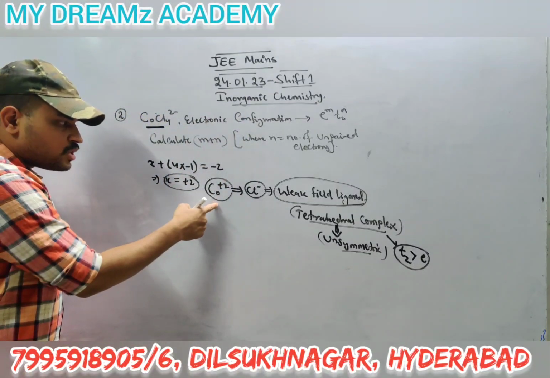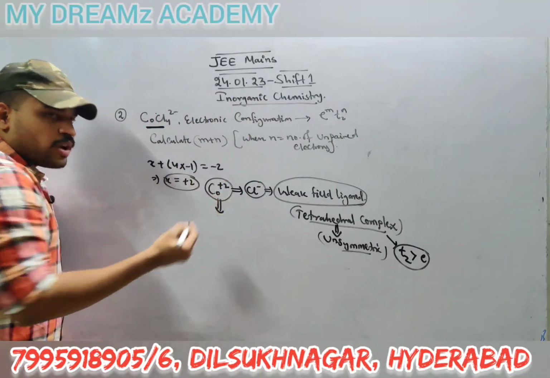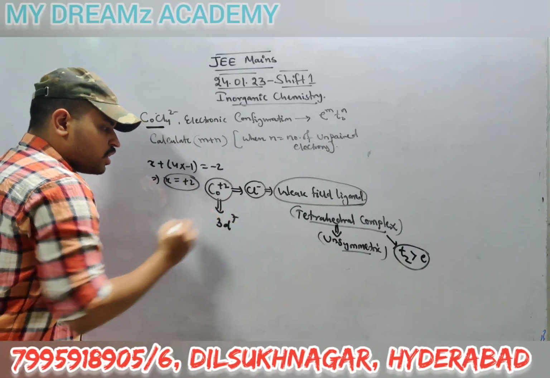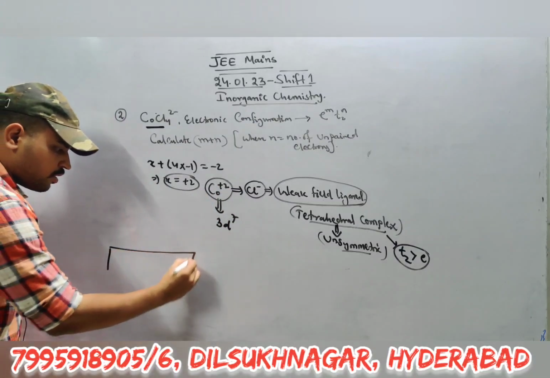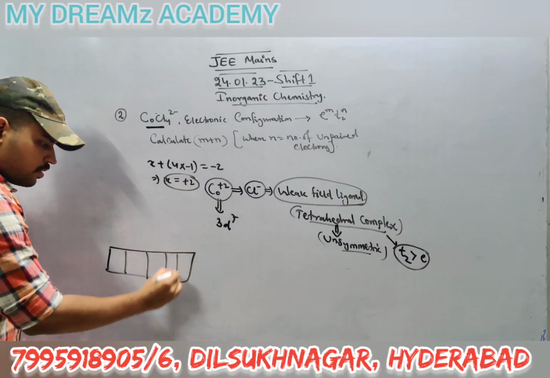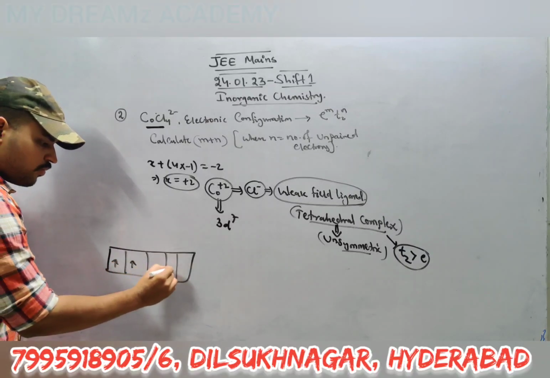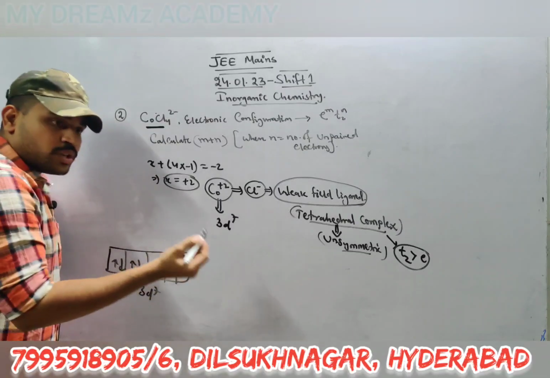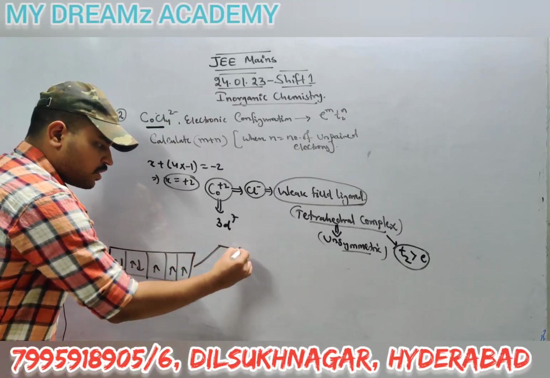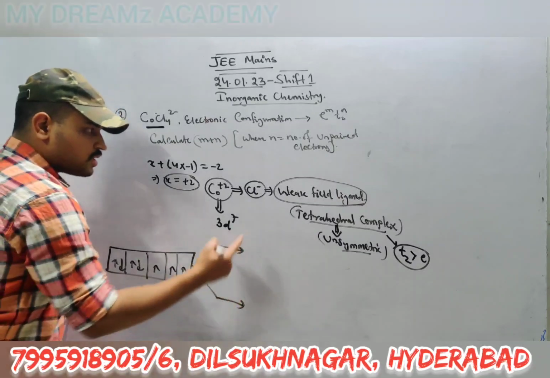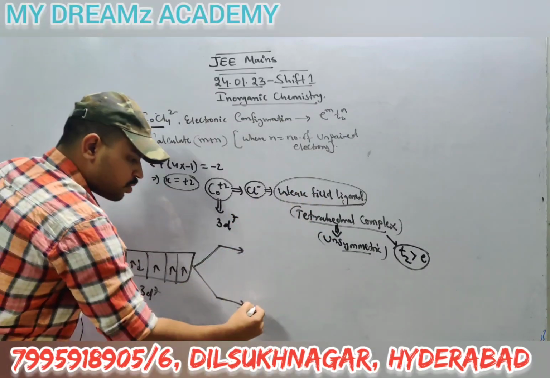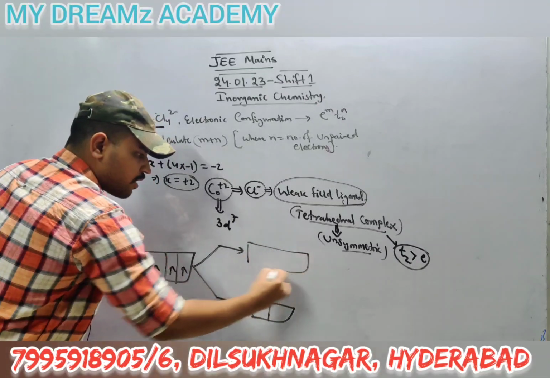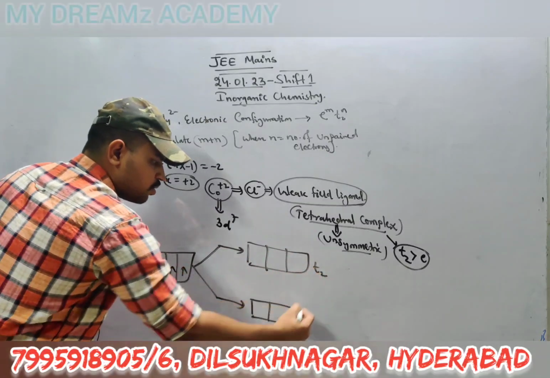Here we can see cobalt 2 plus. How many electrons are there? Cobalt is 27, so losing 2 electrons from 4s2 gives 3d7. How is 3d7 represented? 1, 2, 3, 4, 5, 6, 7. Now we can apply crystal field theory. Since t2 has more energy, e will be lower, with 2 boxes, while t2 will have 3 boxes.